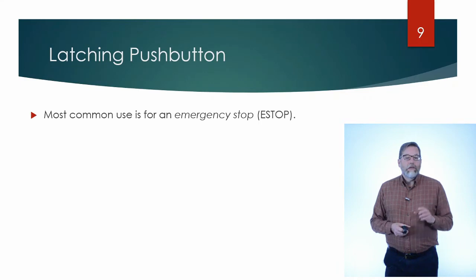So latching push buttons. Most common use of a latching push button is an emergency stop. If you're at a production facility and something unsafe is happening, you go over and you hit that latching push button. You don't have to continue to hold it down to put everything in a safe state. You push it and you can leave the area because it is unsafe, and it will stay latched. And then when whatever the issue is resolved, you can come and unlatch that emergency stop push button, and the control system will go back to operation again.